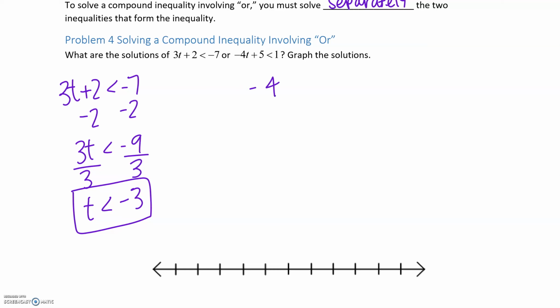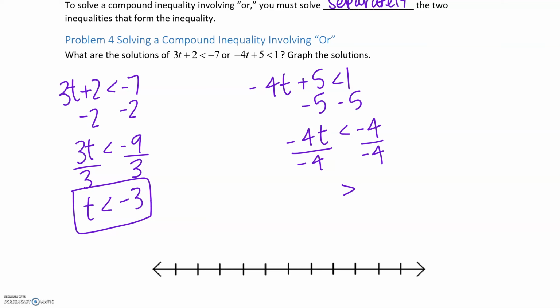So we have negative 4t plus 5 is less than 1. We subtract 5 from both sides. That leaves us with negative 4t is less than negative 4. And when we divide by a negative 4, we have to switch that inequality sign. So we have t is greater than 1. So that is our other inequality, and that or is in between.